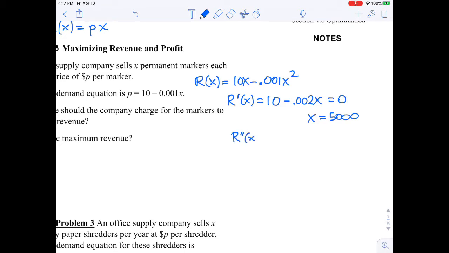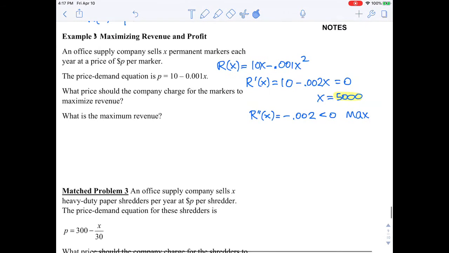We take the second derivative, and when we take the second derivative, we get negative 0.002. And this just tells us that it's less than 0, and we are a max. So this is a max value. Okay, so what is the maximum revenue?